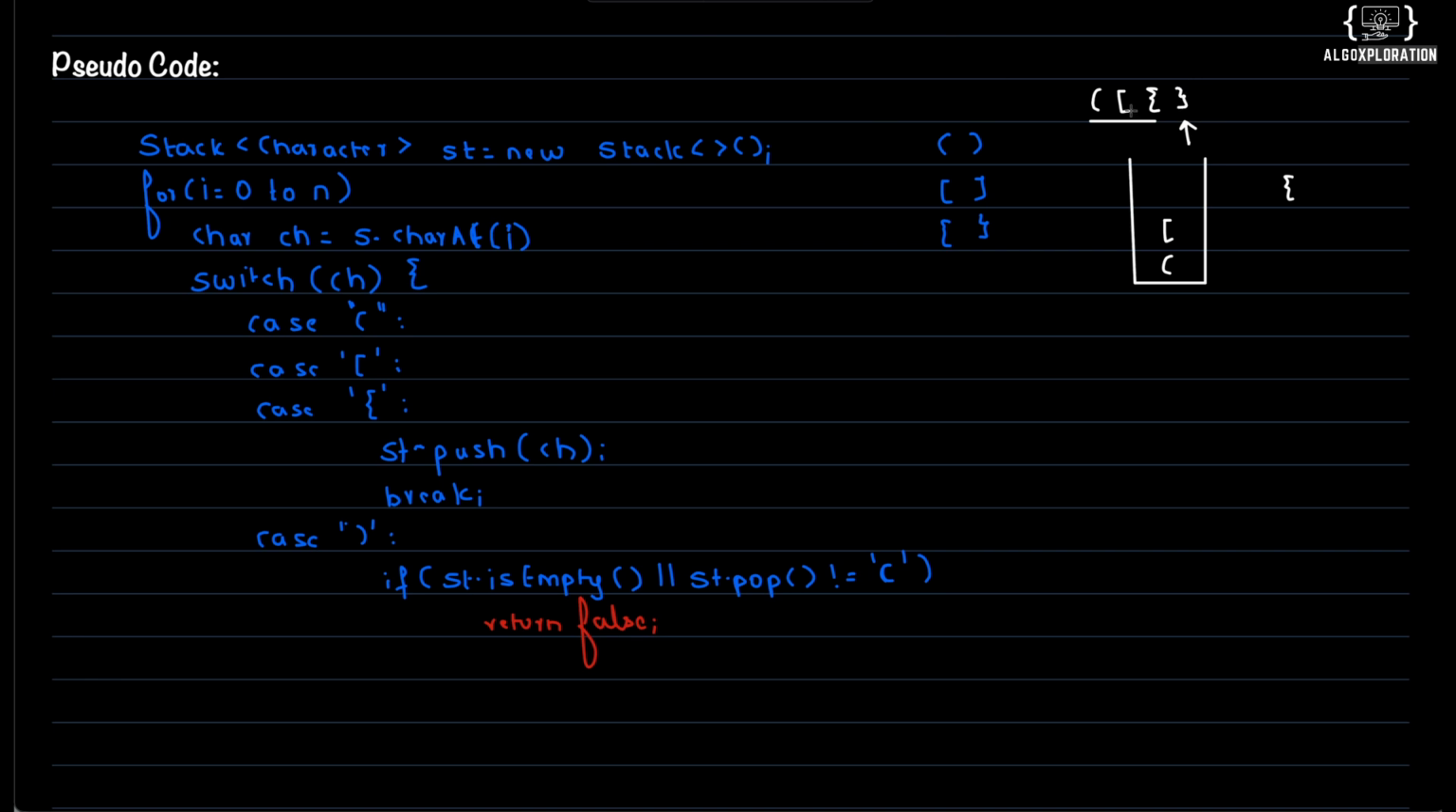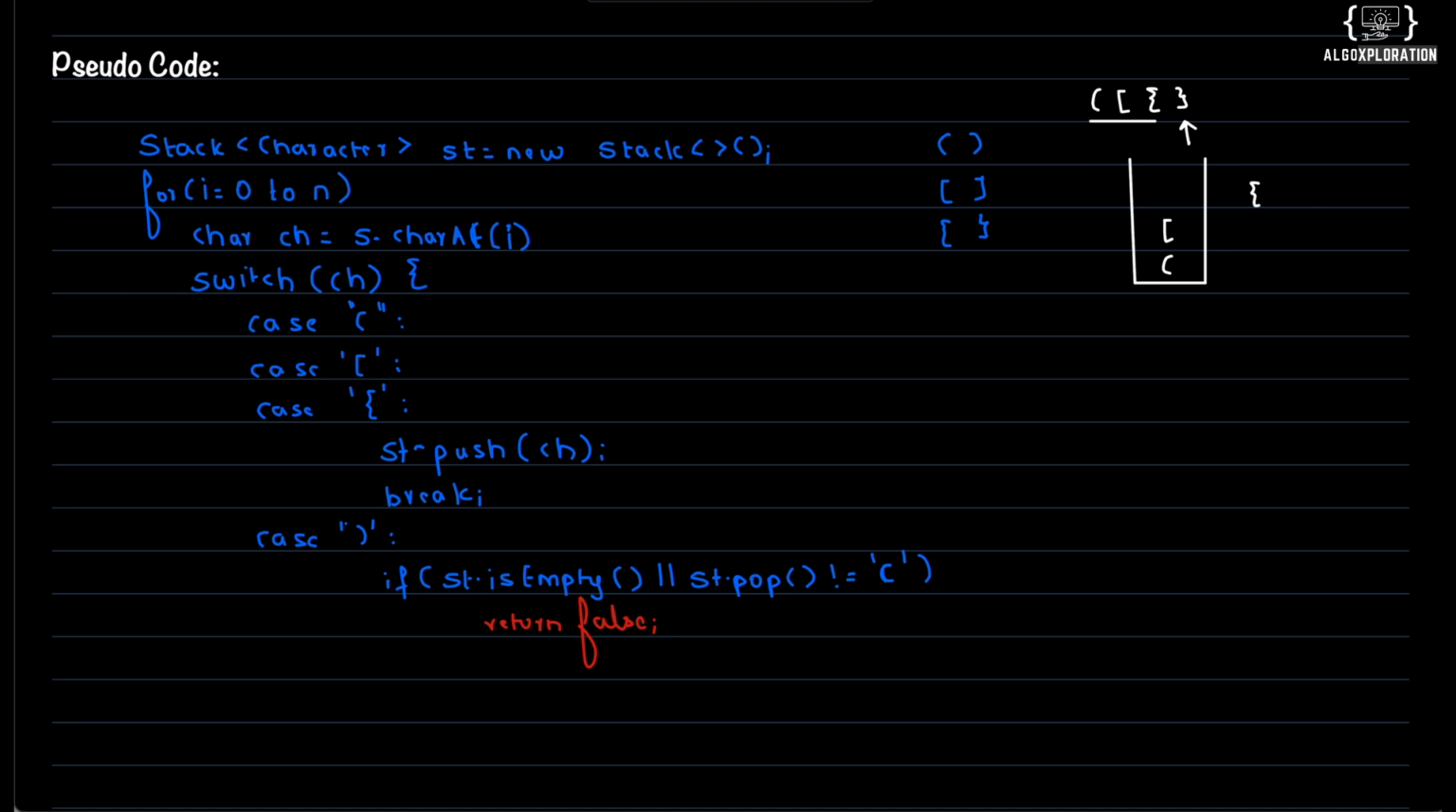Okay, and similarly I push all the opening braces. Now for this closing brace, first I'll check whether the stack is empty or not. Here the stack is not empty, so this will not return false, right? Now I'll pop the top of the stack, which is this, right?